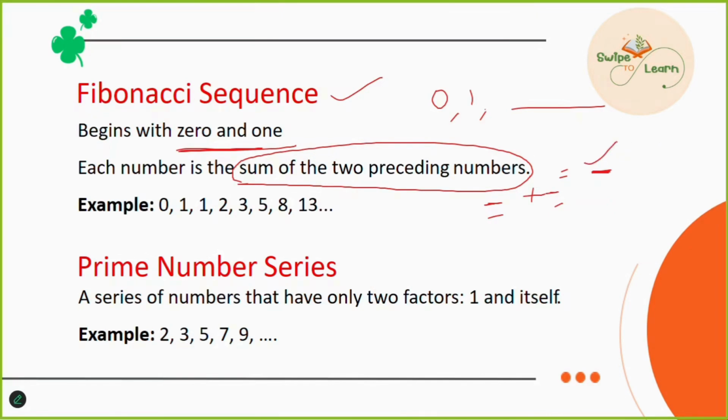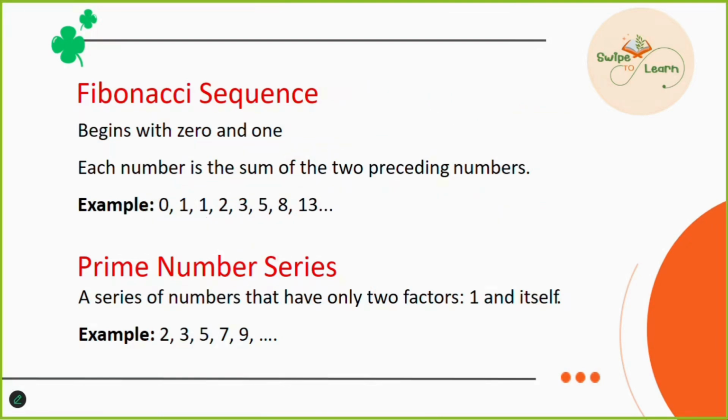Let's see an example here. We know that the series starts with 0 and 1. Now we have to find the next term. This term is the sum of the previous two numbers. So 0 plus 1 is 1. So here the term is 1. Similarly, how do we get 8? It is the sum of 3 plus 5. 3 and 5 are the preceding numbers. So 3 plus 5 is 8. So the Fibonacci series is nothing but the sum of two preceding numbers.